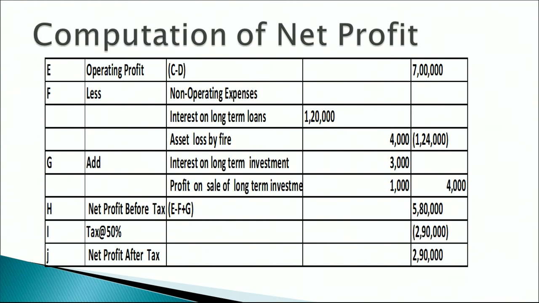From net profit before tax, which is coming to 5,80,000, we deduct tax, which is 50%. So we deduct 2,90,000, and we get 2,90,000 as net profit after tax.